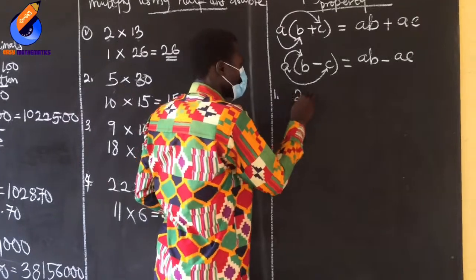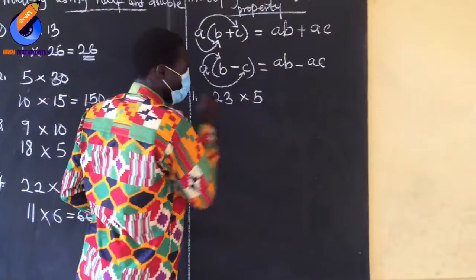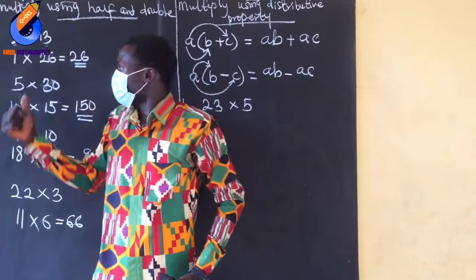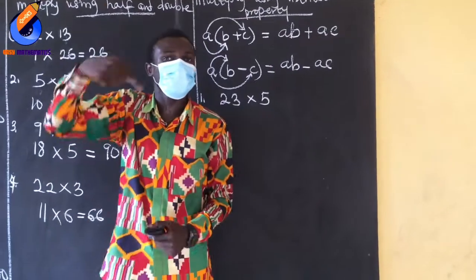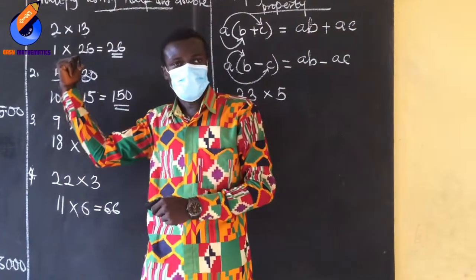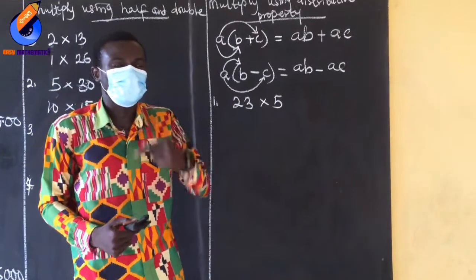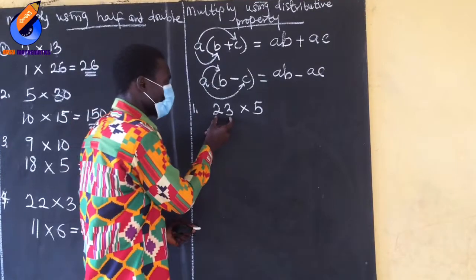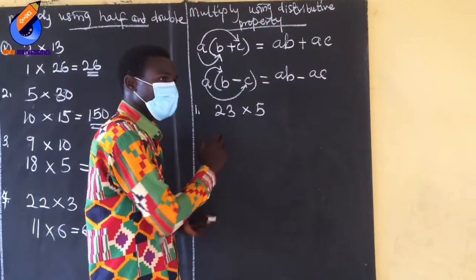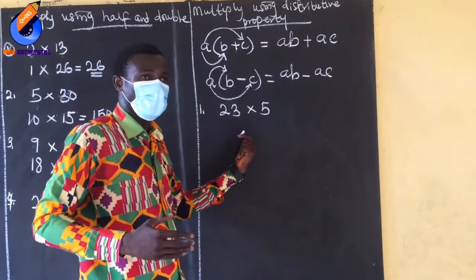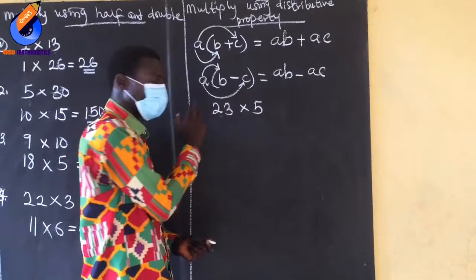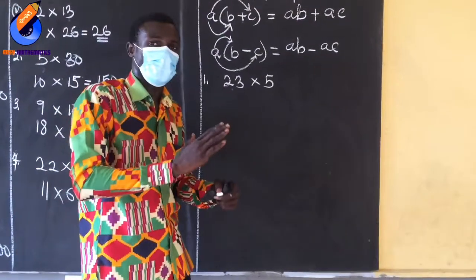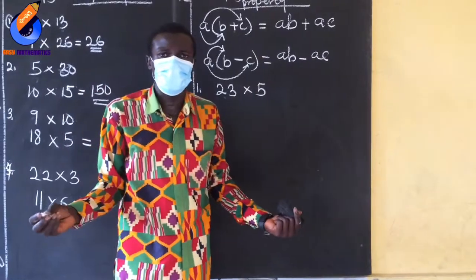Let's say we have 23 times 5. Here, the question says to use the distributive property, but if it asked us to use half and double, you would go by that. Now, look at the number with 2 digits, 23. Split it in a way that when you add the two numbers, you get 23, or when you use subtraction, you get 23 at the end. So let's say I want to use addition.